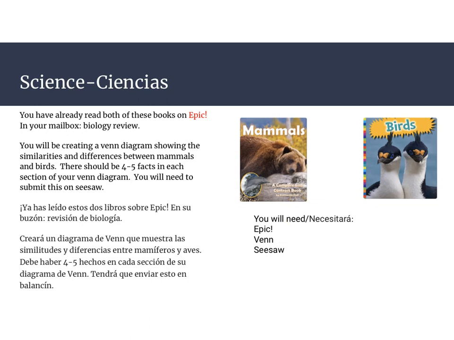After you've read the books, you're going to go to the app Venn. And on Venn, you're going to make a Venn diagram comparing and contrasting the similarities and differences between mammals and birds. You need 4 to 5 facts in each section of this Venn diagram. When your Venn diagram is complete, you will go to Seesaw and upload it so that I can see what you've learned about mammals and birds.